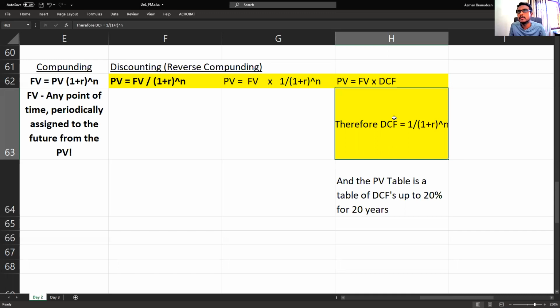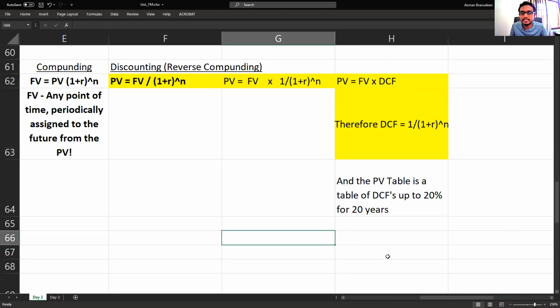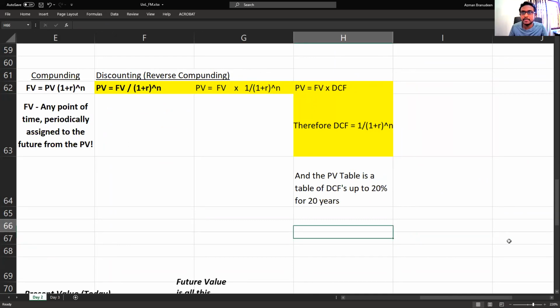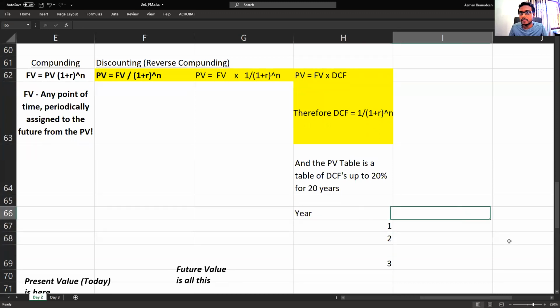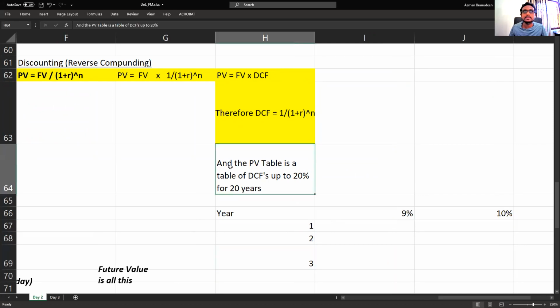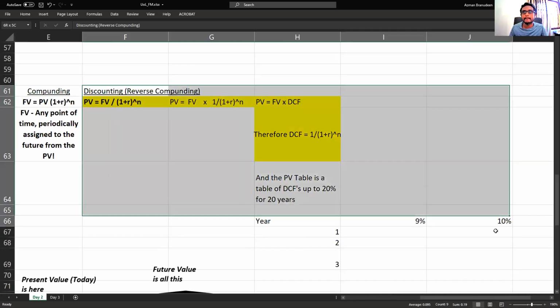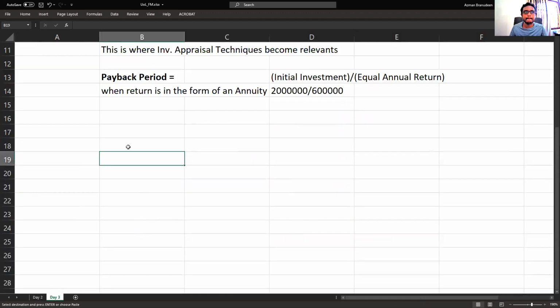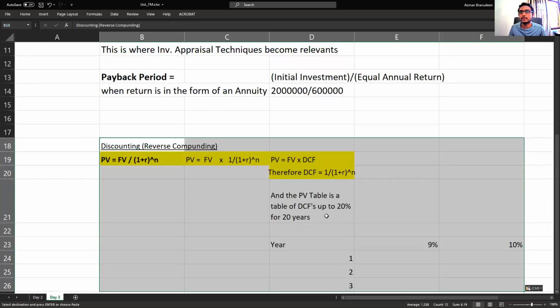Okay, let me just try this as an example, right? Let's say we have a situation where I want to calculate the discounting factor for years 1, 2, and 3 at 10%. Okay, let's do it for two percentages, 9% and 10%, right?